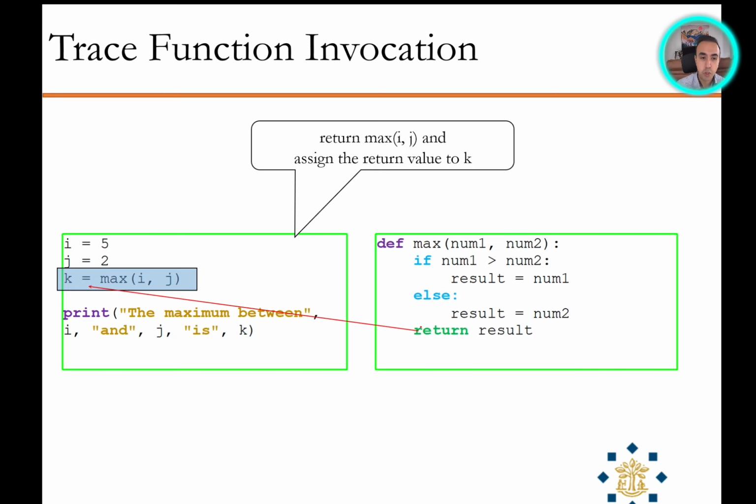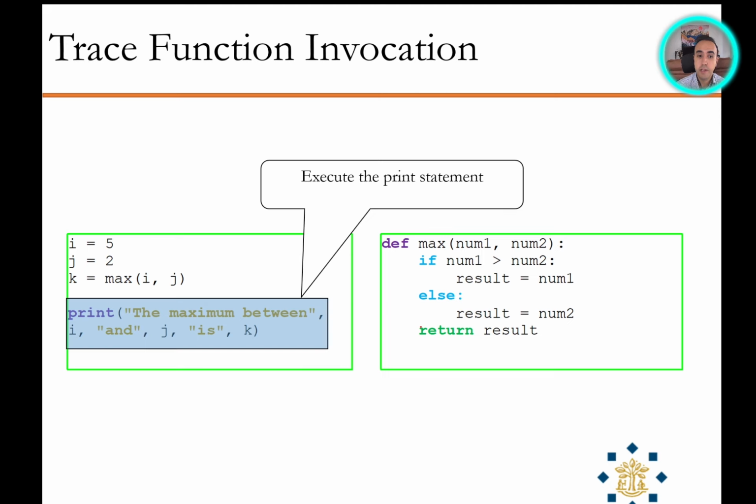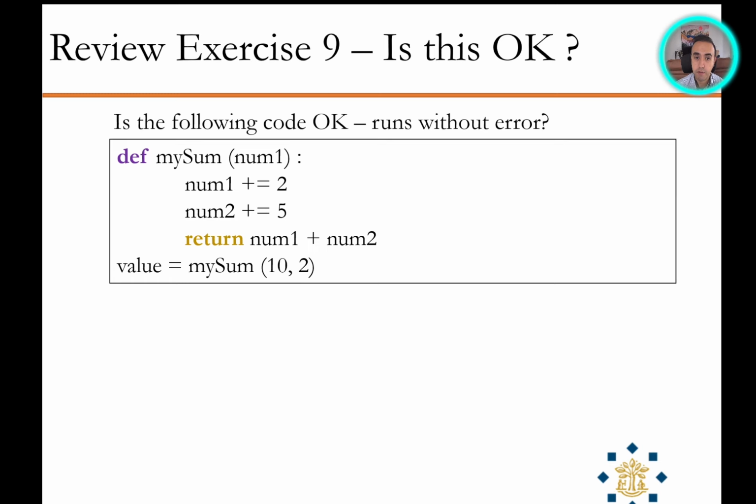Okay, so here we return 5 to k, and then we executed the print statement. So the print statement here is the maximum between i is 5, and j is 2, k was 5, right? That's actually true. The maximum between 5 and 2 is 5. Okay.